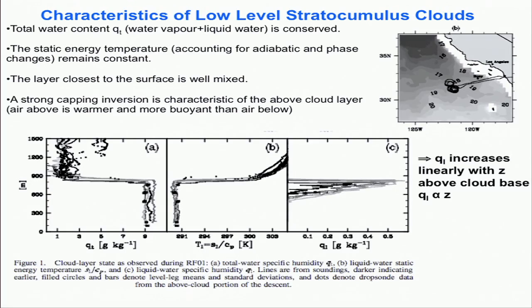And we're going to use that approximation that QL is proportional to Z, in this case Z is the height above cloud base, in deriving some equations for the optical depth, etc., as we'll see later. So bear that in mind, we have that sort of straight line in terms of increasing liquid water content with cloud height above cloud base.